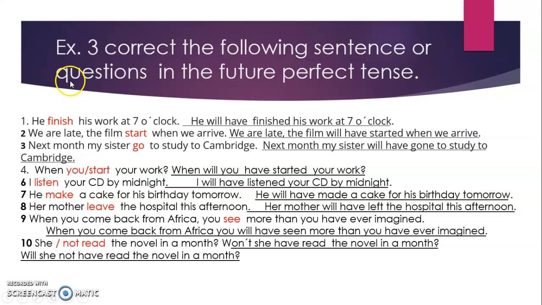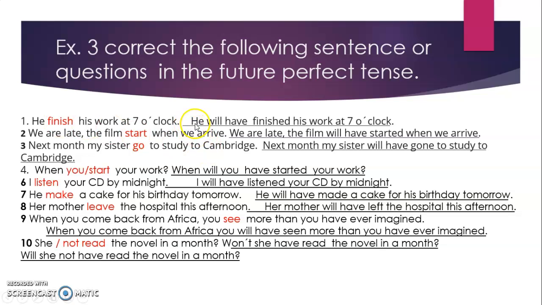So in this exercise 3 I wanted to check because some of you were wrong in this exercise. So I need you to check in your notebook if you have some mistakes. You can make the corrections. Check here. That sentence is wrong: He finished his work at 7 o'clock. The instructions say that you need to correct it to the future perfect tense. So here I put in red the things that you are going to change.